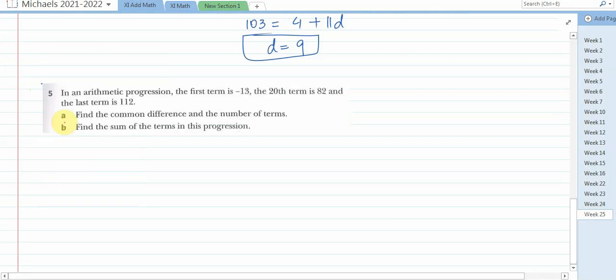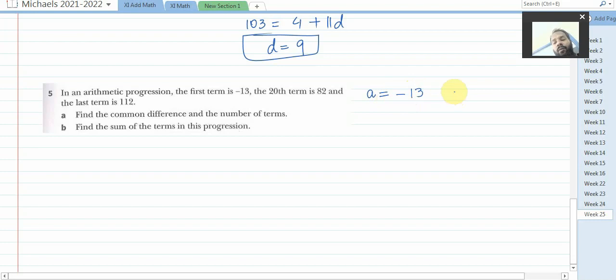In an arithmetic progression, the first term is negative 13, the 20th term is 82, and the last term is 112. Find the common difference and the number of terms. Alright, so firstly you need to understand the concept and then write it down in your copies. Before starting any question, what you need to do first is write down the data values. So we have the value of A, it is minus 13. The 20th term is 82, that means T20 is 82, and the last term, that is L, is equal to 112. Alright, find the common difference and number of terms.